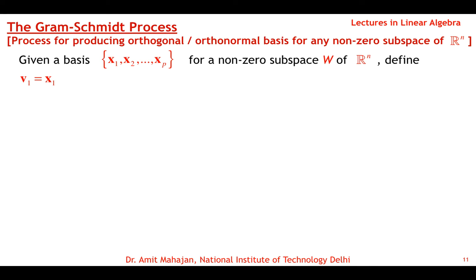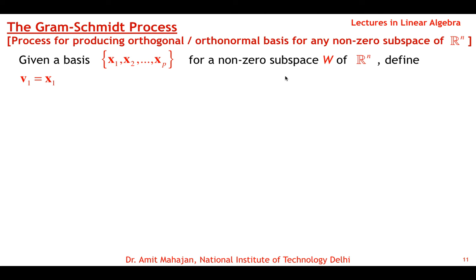Now we'll give a very famous result, the Gram Schmidt process. This process is used to produce an orthogonal or orthonormal basis for any subspace of Rn when you know one of the bases of that subspace. So if you are given any basis, say x1, x2, ..., xp, for the subspace W of Rn, then we have to find, first, an orthogonal basis for this subspace W. So how can we do that?